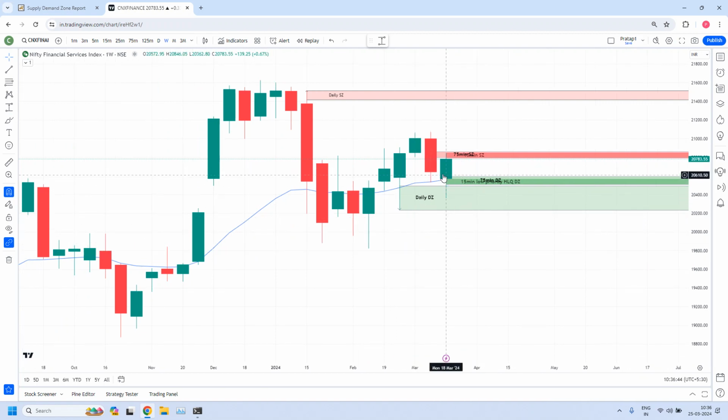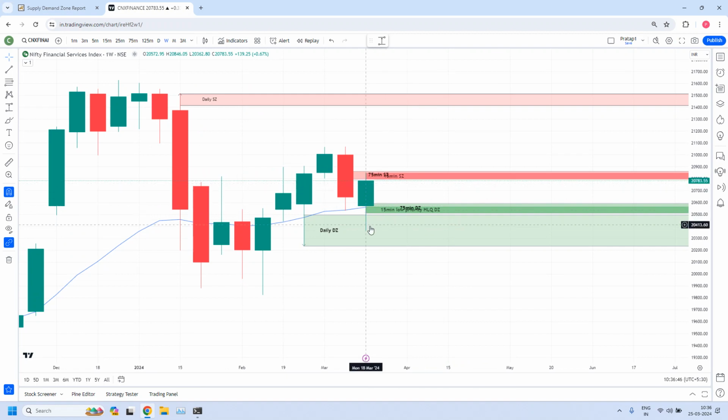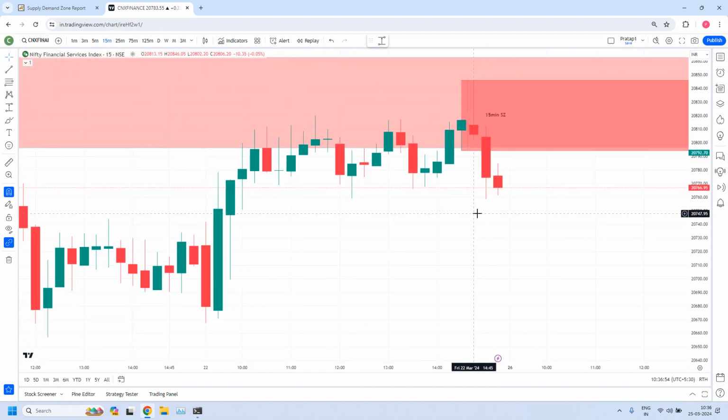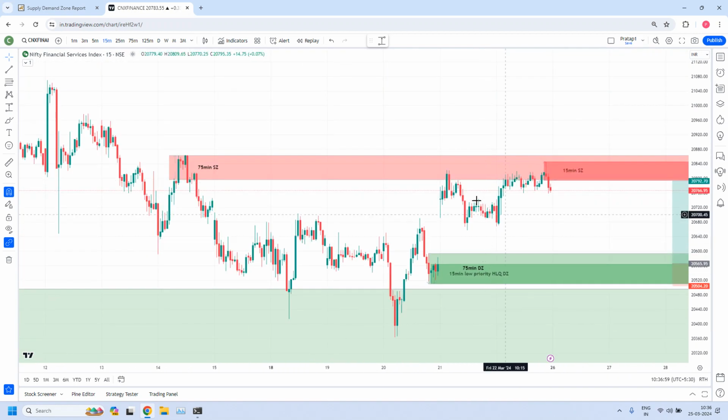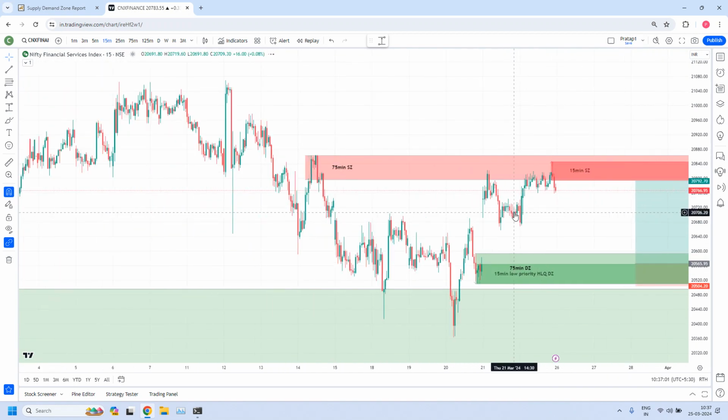Anyway, at this point it is not that important. Prices have already entered, and the overextension is completed here. Weekly overextension is completed. Now let's go to the 15 minutes time frame. Finally, this is the picture of our 15 minutes after drawing all the zones.